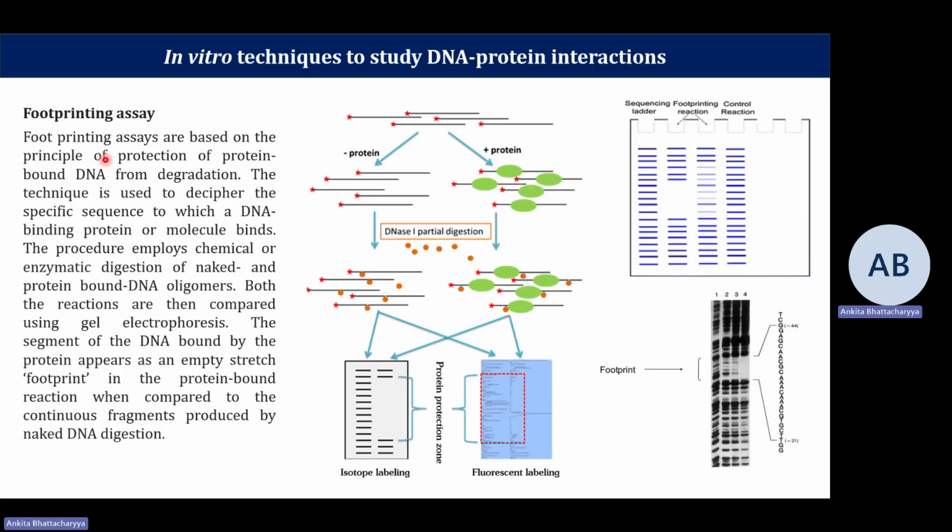The technique is used to decipher a specific sequence to which a DNA binding protein or a molecule binds. The procedure employs chemical or enzymatic digestion of naked and protein-bound DNA oligomers. Both these reactions are then compared using gel electrophoresis, and the segment of DNA which is bound by the protein sort of appears as an empty patch. Just for a quick reference, you can see here on the right, this is a region which has not gotten digested when compared to the continuous fragments which are produced by naked DNA digestion.